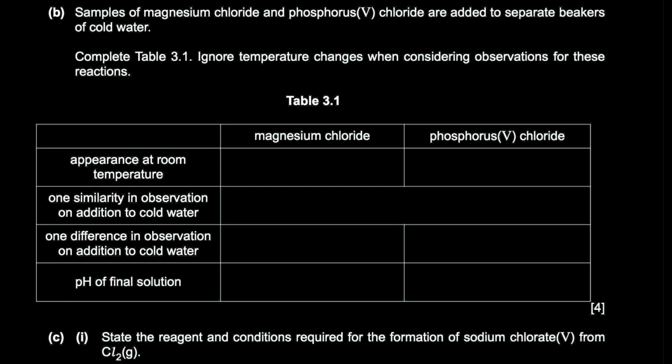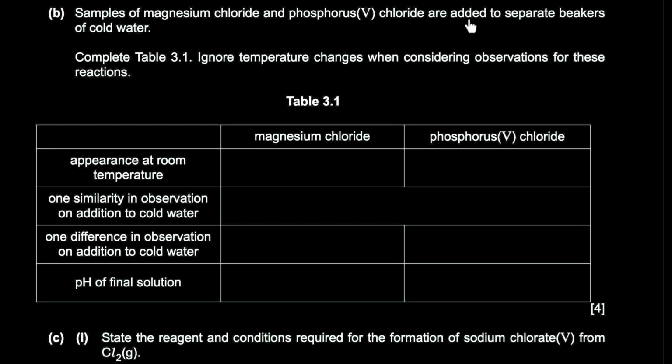Samples of magnesium chloride and phosphorus 5 chloride are added to separate beakers of cold water. Complete table 3.1. Ignore temperature changes when considering observations for these reactions. Now again, as I just mentioned, all the chlorides that you need to know, sodium, magnesium, aluminum, silicon, and phosphorus, all of them are white solids except for silicon. Silicon 4 chloride is a colorless liquid. Magnesium chloride is a white solid. Phosphorus 5 chloride is also a white solid.